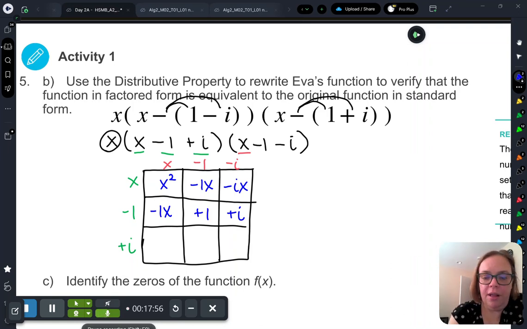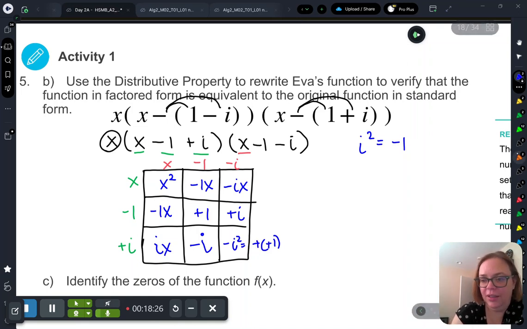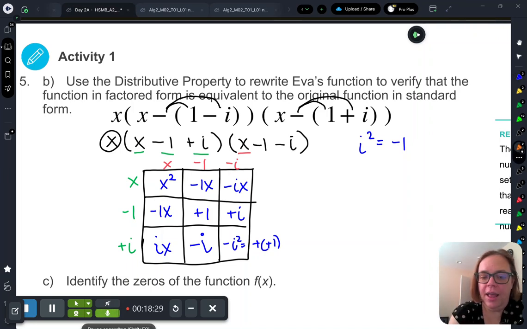x times i, negative 1 times i, and negative i times positive i. So you kind of have to remember what i squared is. i squared is equal to negative 1. So if I do i times a negative i, it's like negative i squared. That's equal to negative 1, which is positive 1. Now you're going to see some stuff cancel. Like negative ix and positive ix, gone. They're opposites, okay? i and negative i, gone.